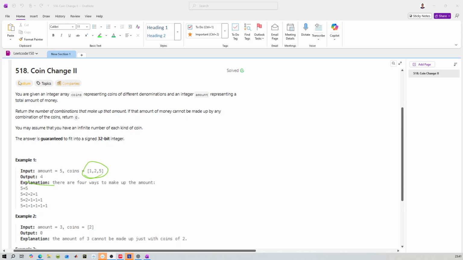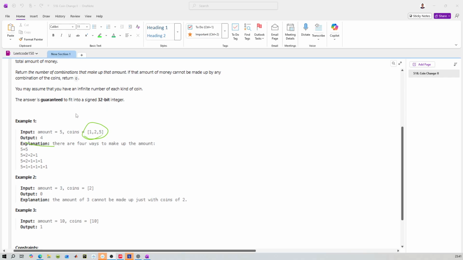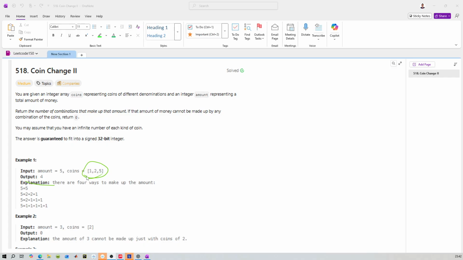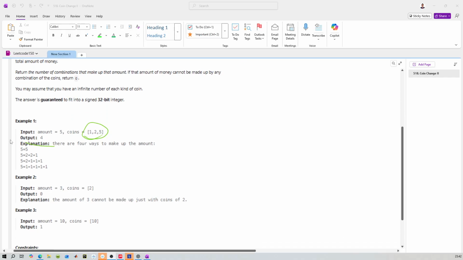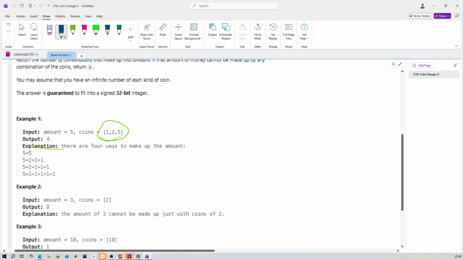Okay, today I would like to walk us through how to solve LeetCode problem Coin Change 2. This problem essentially asks us to use a specified number of coins to sum up to the given amount. In this case, the amount is 5, and you can choose coins from 1 to 5, and you can use each of them as many times as you want.